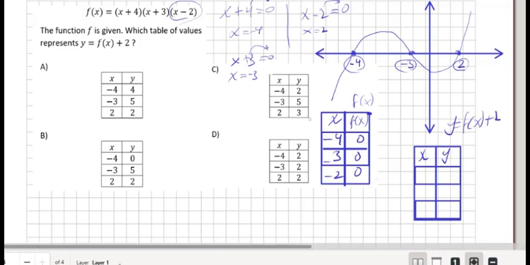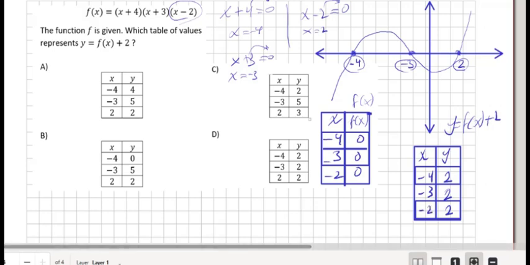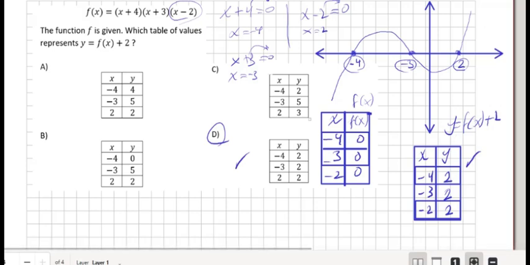It means instead of 0, we write 0 plus 2, which is 2. 0 plus 2 is 2, and here also 0 plus 2 is 2. For the same values of x, negative 4, negative 3, and negative 2. This one is the correct answer for y equals f of x plus 2, which is represented as letter D.